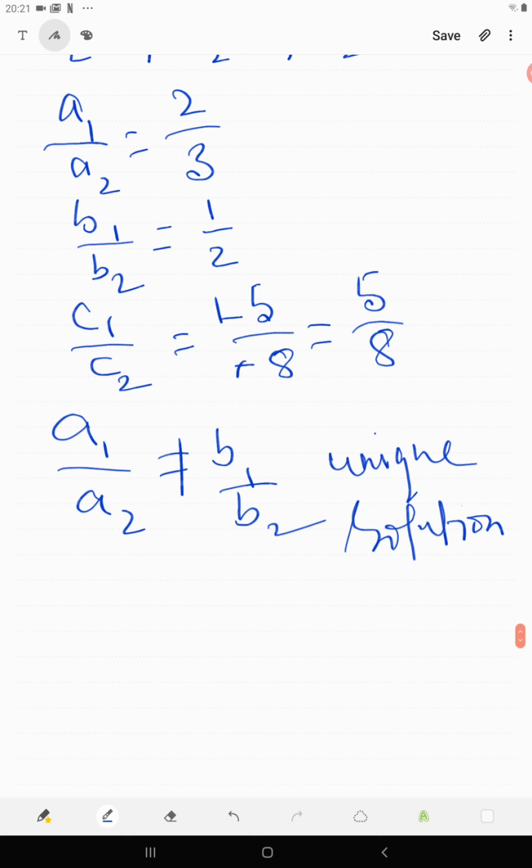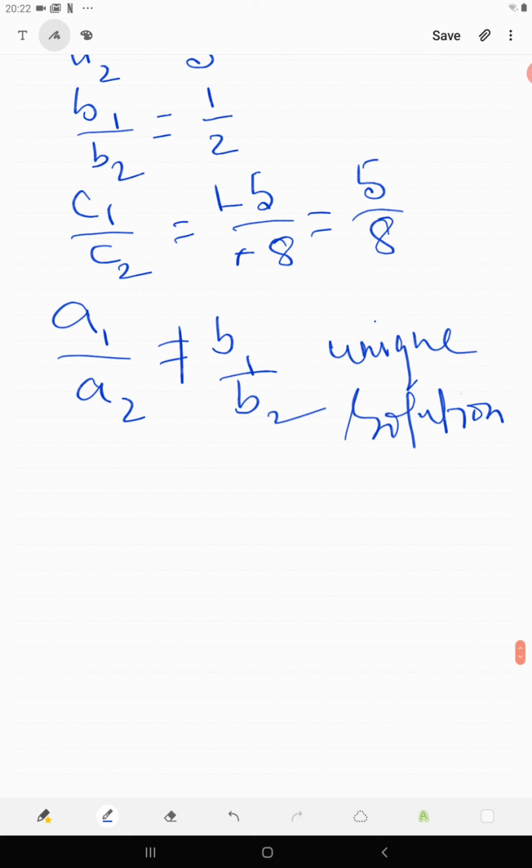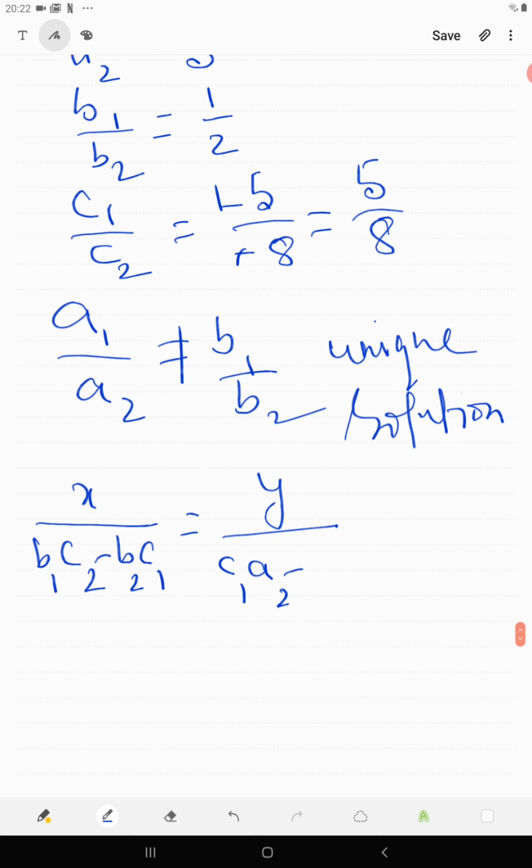Okay. So we need to find the unique solution of it by the cross multiplication method. Okay. So what is the formula? If you remember the formula is x by b1 c2 minus b2 c1 equals to y divided by c1 a2 minus c2 a1 equals to 1 divided by a1 b2 minus a2 b1. Okay. So this is our formula.